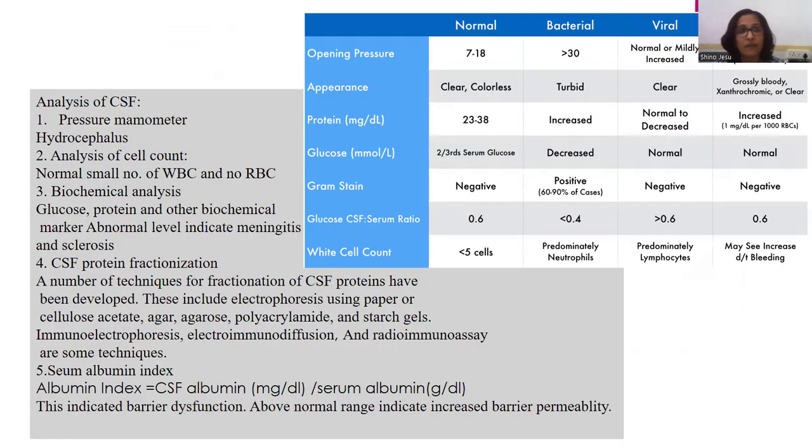The analysis of CSF normally goes like, initially the cell counts, the WBC, RBC, and the biochemical analysis for protein, glucose, and other biochemical markers. And then later, the serum albumin index is also studied. You can see in this table over here the normal, the bacterial, the viral infections, and any other subarachnoid hemorrhage, and what happens here is being shown in these tables.